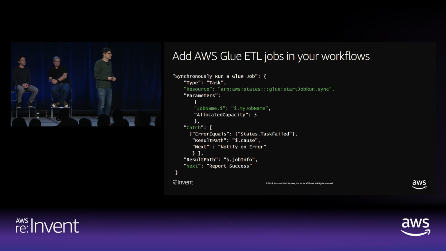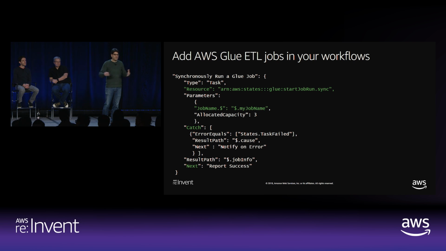Glue is an ETL job service, for people who don't know. It's a fully managed serverless Spark. That .sync extension at the end tells Step Functions, hey, wait until this job is done. So it turns the asynchronous job into a synchronous job. Now, how do you configure the Glue job? We have this block of parameters, which tells Glue this is how I want you to run the job.